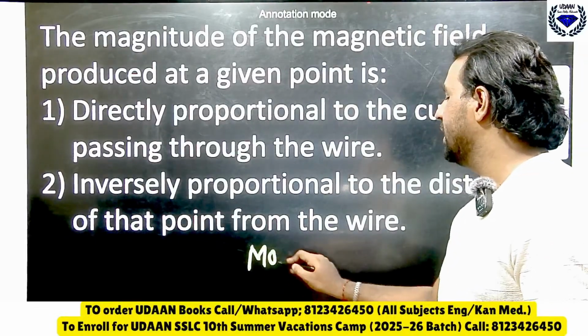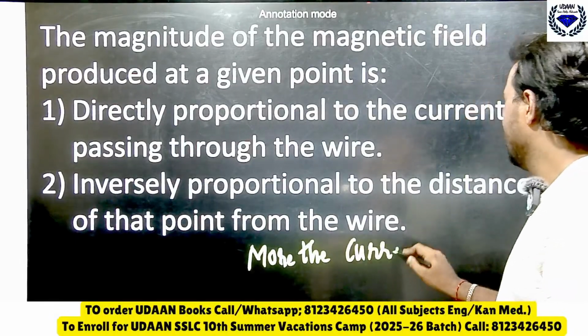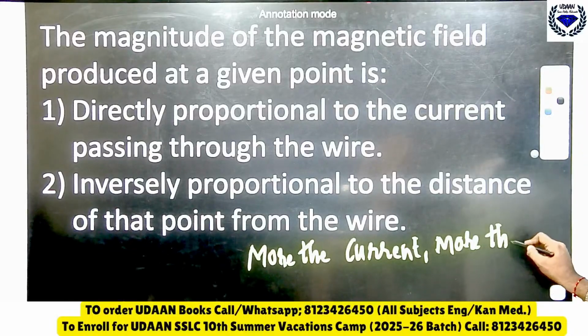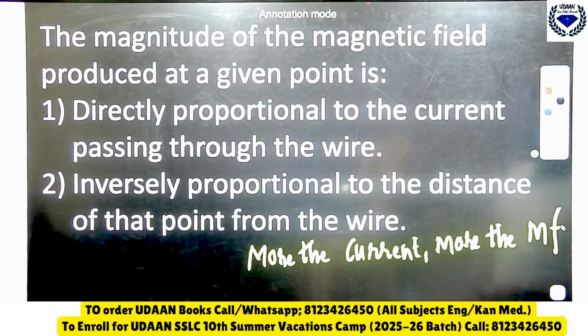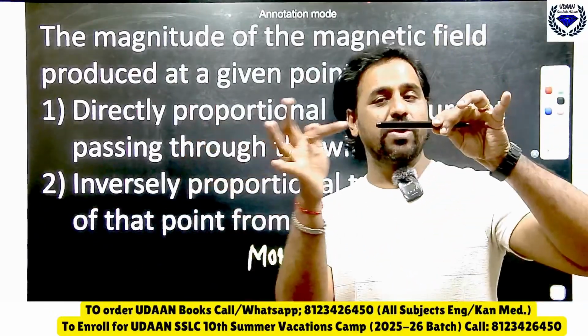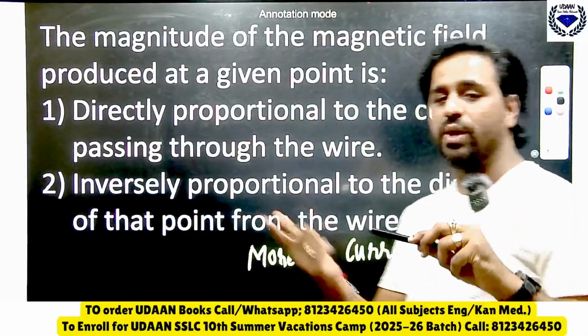This one you should know. More the current, more the magnetic field. What is the property? That means if more current is flowing in the wire, more magnetic field is produced. That is one property.